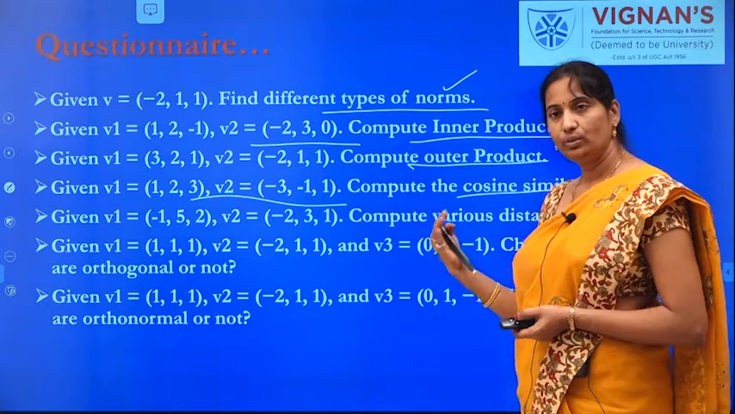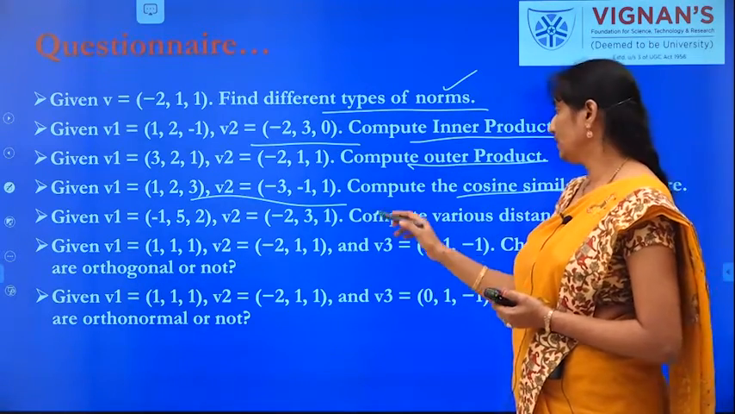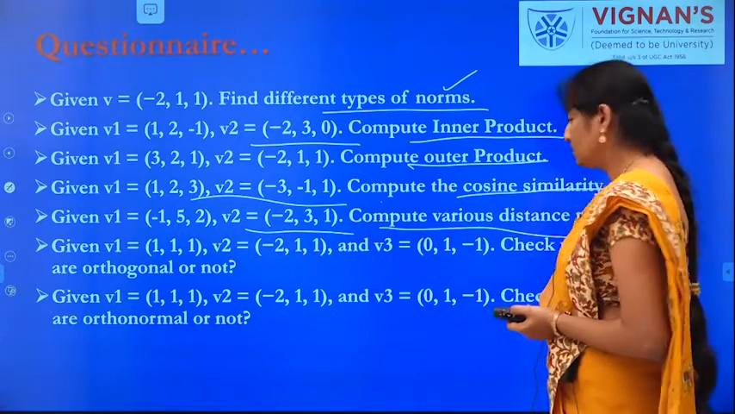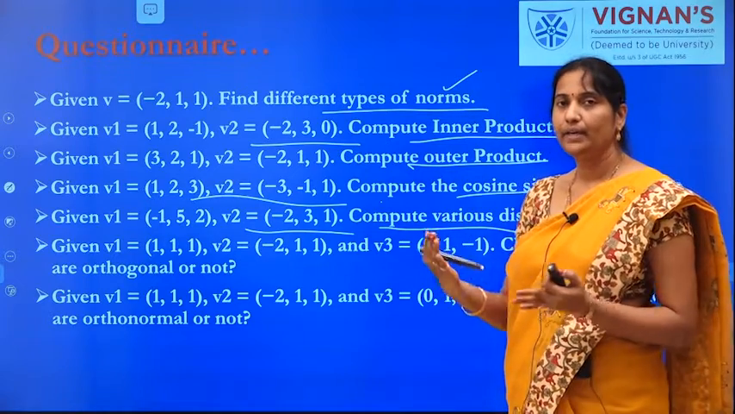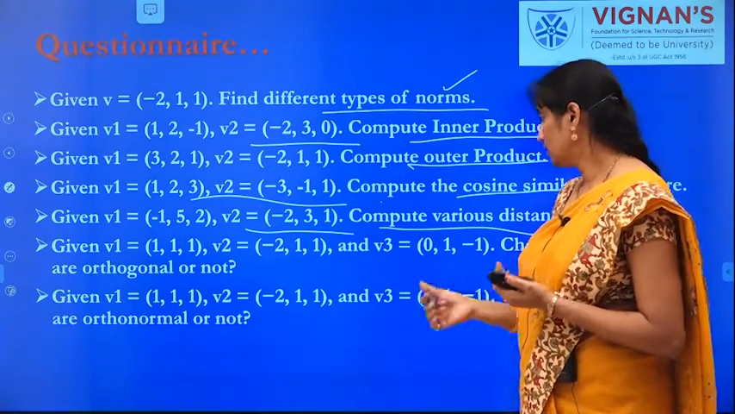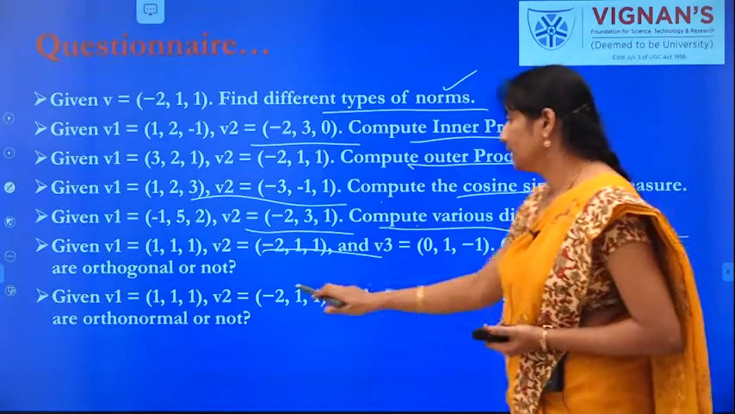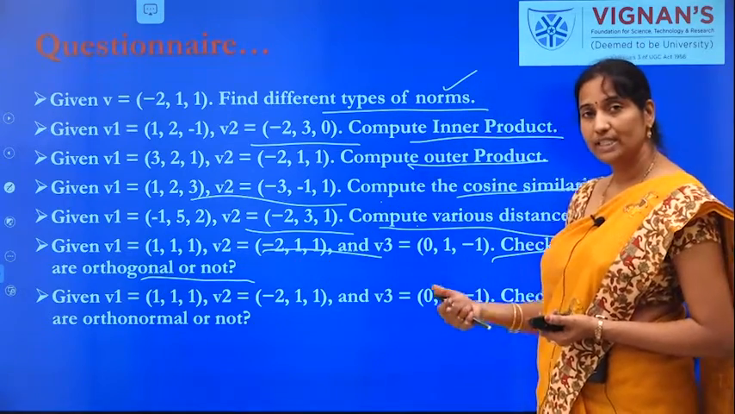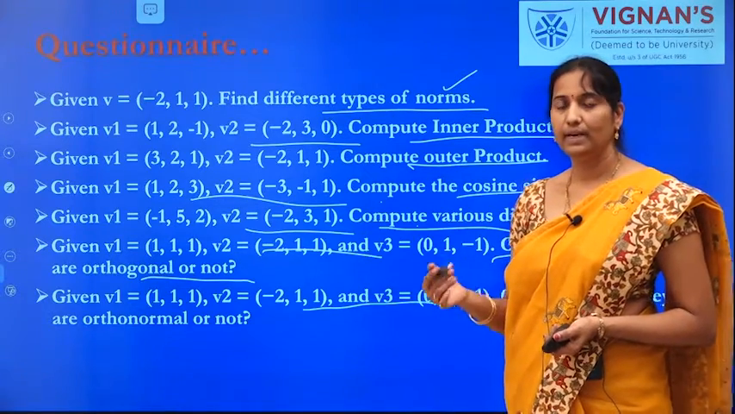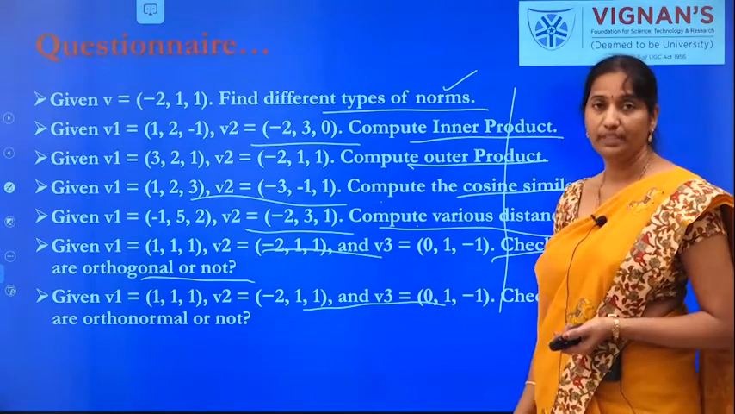Try to explain the direction relationship between these 2 vectors. Then given these 2 vectors, try to compute the distance using different measures. You need to apply the Euclidean norm, the L1 norm, and the L max norm, all those kinds of distance measures. Now given these 3 vectors, check whether they form an orthogonal set or not. Similarly, given this same set of vectors, try to identify whether they are orthonormal or not. Take these problems as an exercise and solve them.